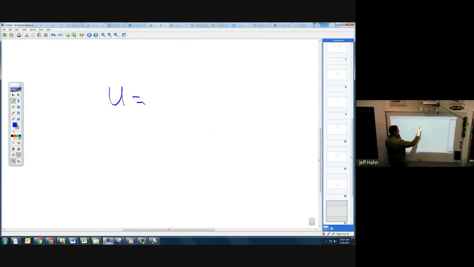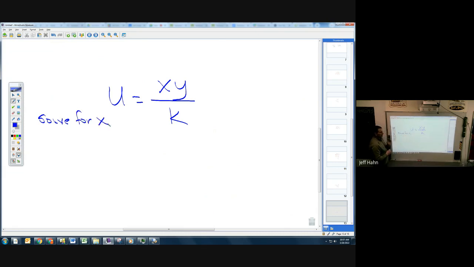u equals xy over k. And I said I wanted to solve this. Actually, we'll solve this a bunch of different ways. What if I said I wanted to solve this for x? Now, where is the x? It's stuck in this whole thing over here, xy divided by k. Any thoughts? Again, thinking of opposites.